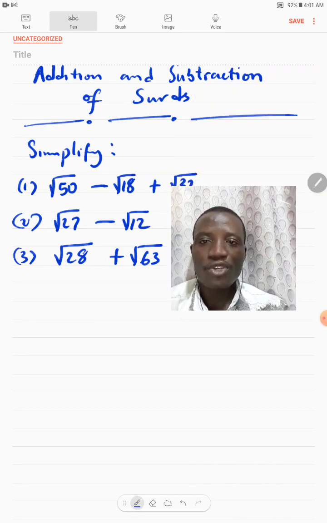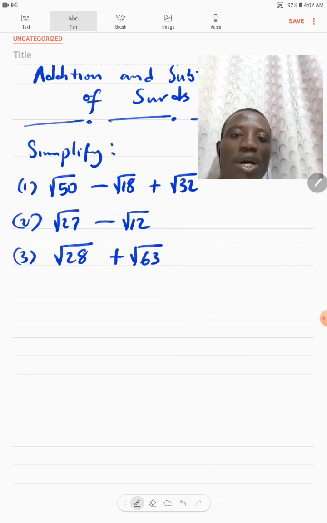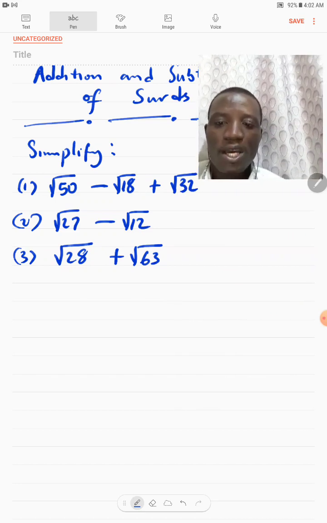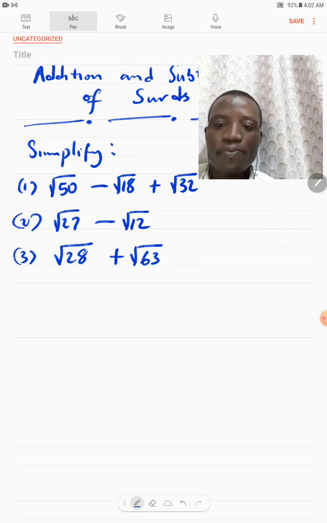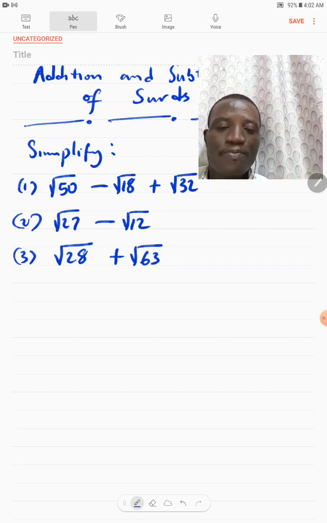So in this video we'll be looking at addition and subtraction of SURDS, and I implore you to pay very good attention so that you can get this once and for all without getting confused. So before we go into the examples that we have, let's first do some basic analysis.